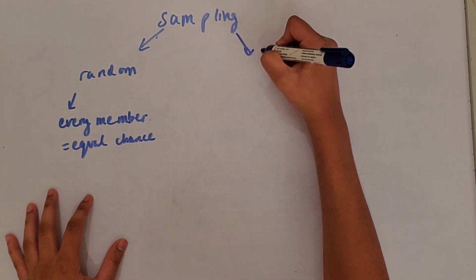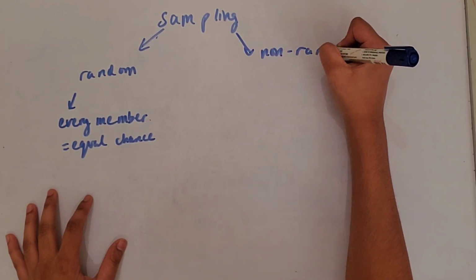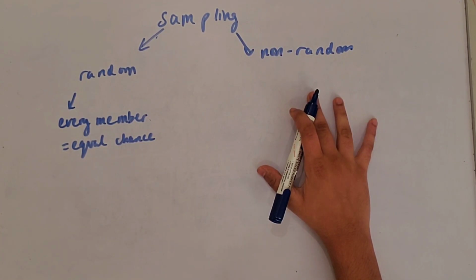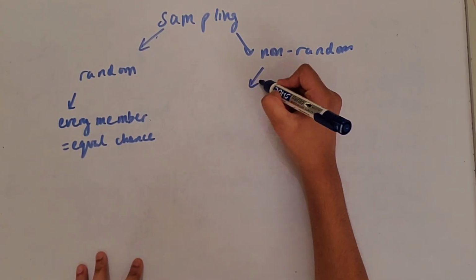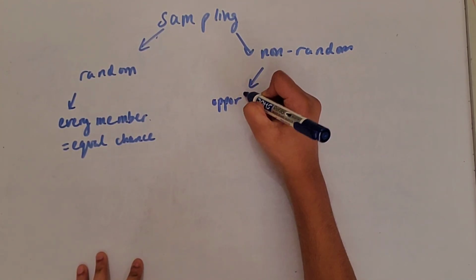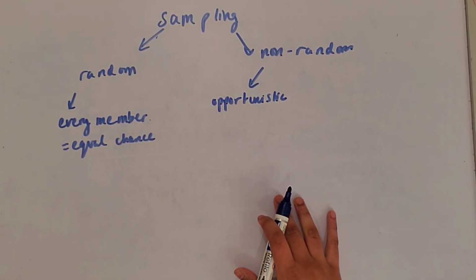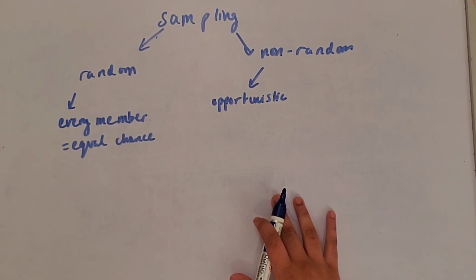Now, non-random is exactly the opposite. And non-random sampling can be split further into 3 different types. So we can have opportunistic, which is probably the easiest kind of sampling. You just do it based on convenience, whichever is easiest to do, whichever organism is easiest to be sampled, for example.